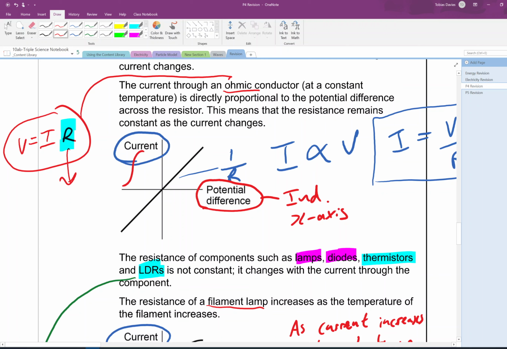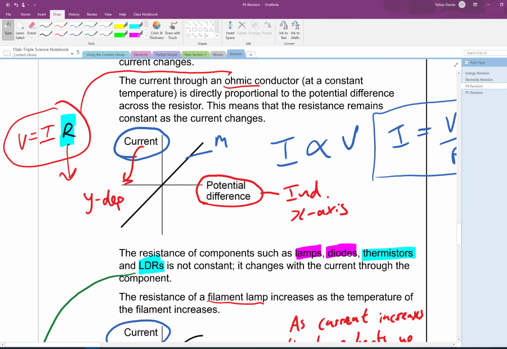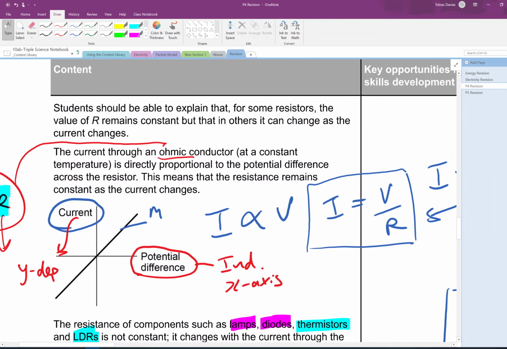And on the y-axis is the dependent variable. So as you change potential difference, that affects the current, you measure the current. Now, what that means, and this is pushing possibly into higher tier, if we look at the gradient here, the gradient of this line, if we think about y equals mx plus c, then you have, let me just squeeze this in, I'm going to put this in up here.